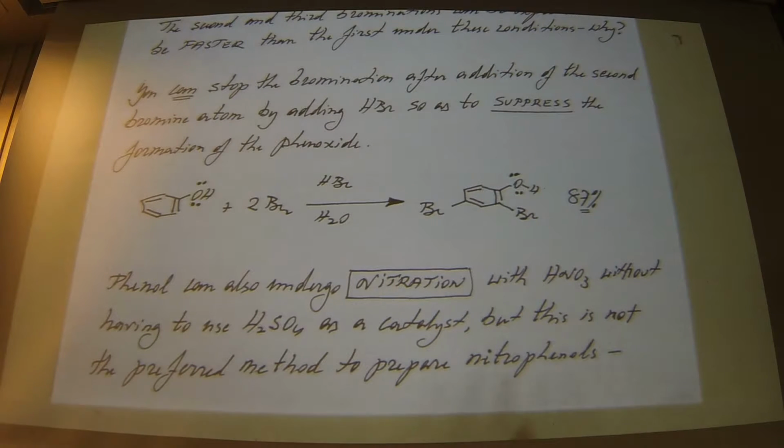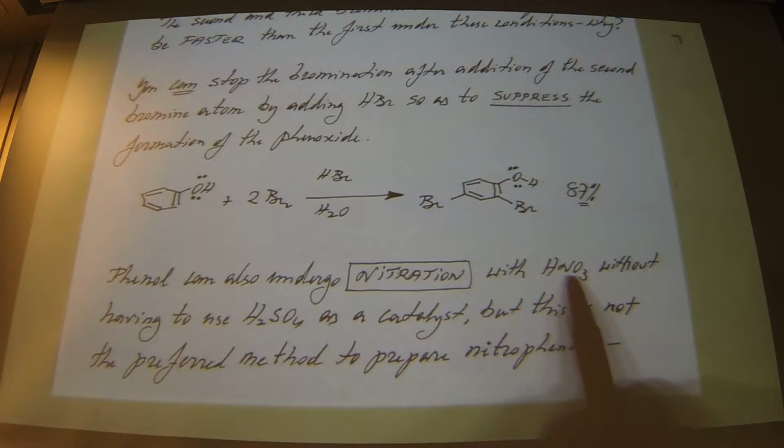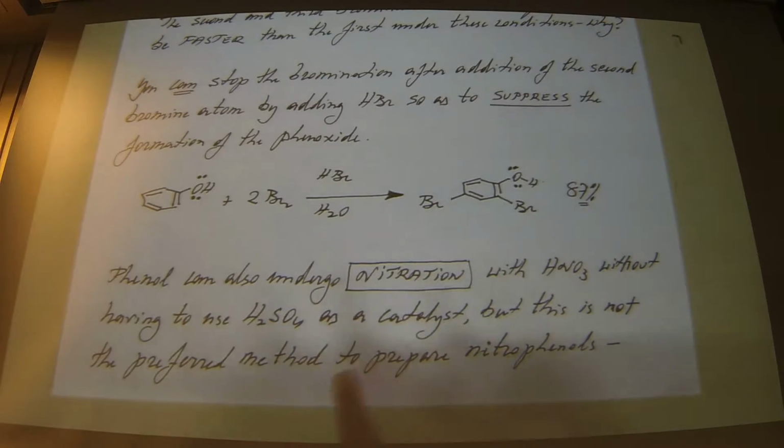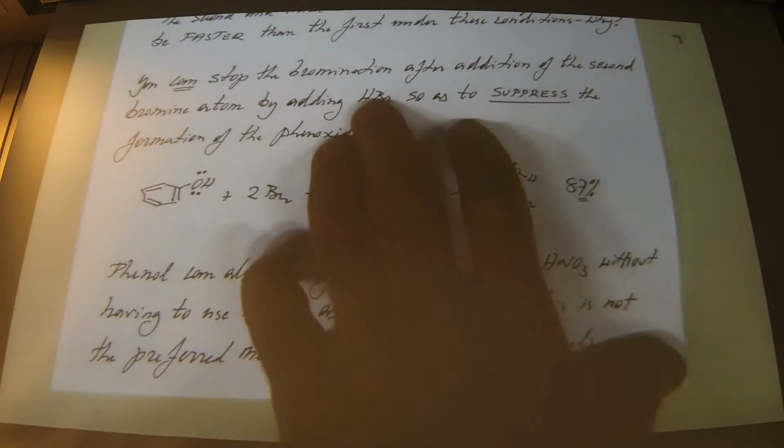The problem is this, that nitric acid is also an oxidant. And so remember that phenols are easily oxidized. And so if you try to do a direct nitration of phenol, you get a mixture of products. You get quinone and quinone-derived products, and you get some of the nitration. So it's not a good way to go.